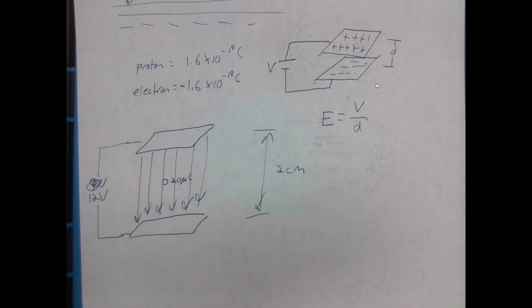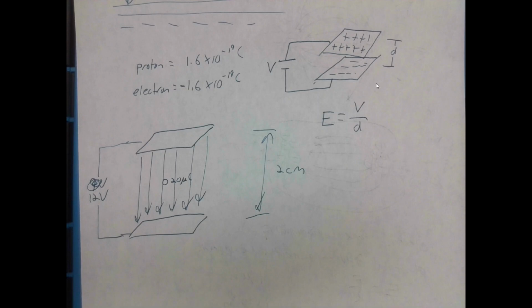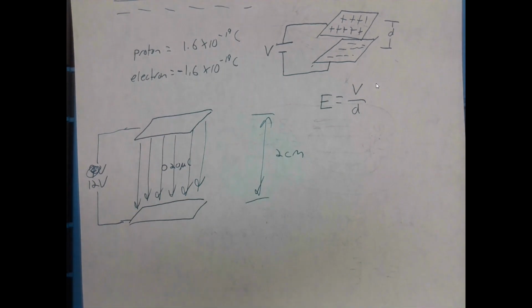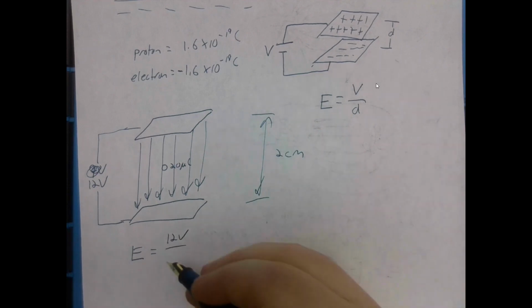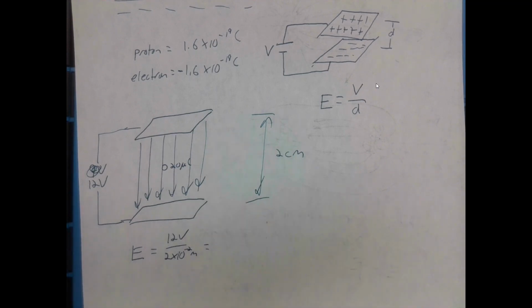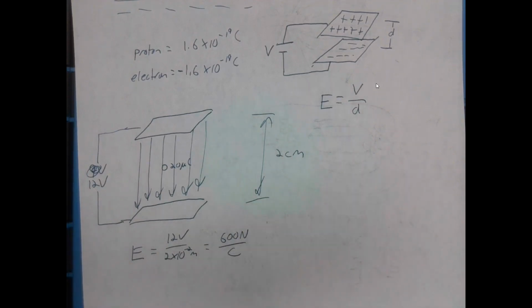How fast, ignoring gravity, you can use gravity later, but let's ignore gravity, how fast would this accelerate due to the charge of the plates? So first we need to calculate the field strength. Field strength would be equal to the 12 volts divided by 2 times 10 to the negative 2 meters. So that would give us 600 newtons per coulomb is the field strength.